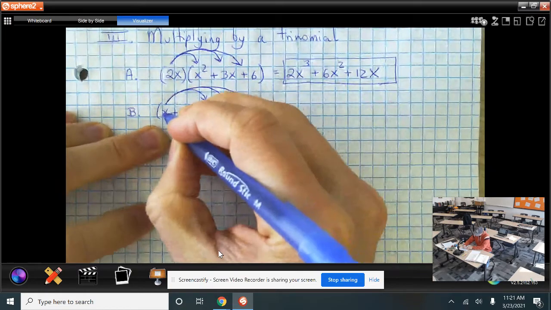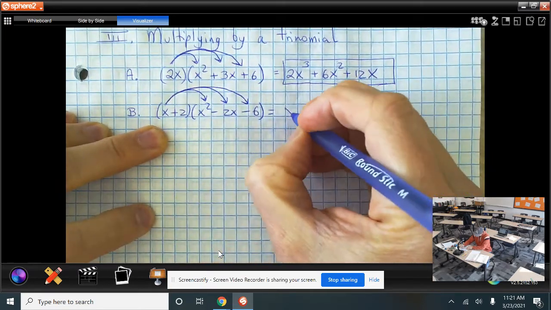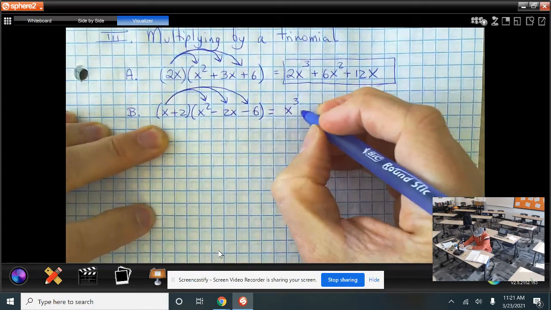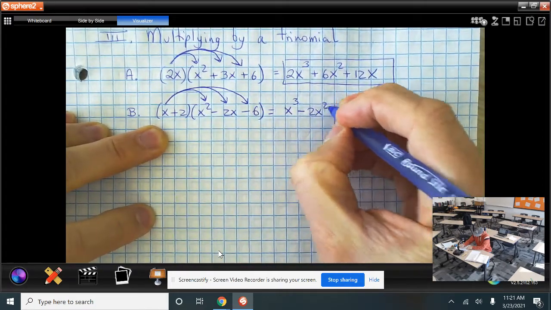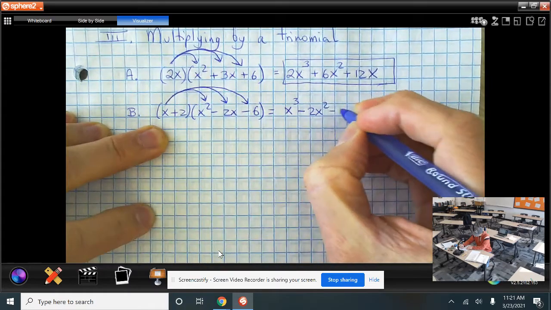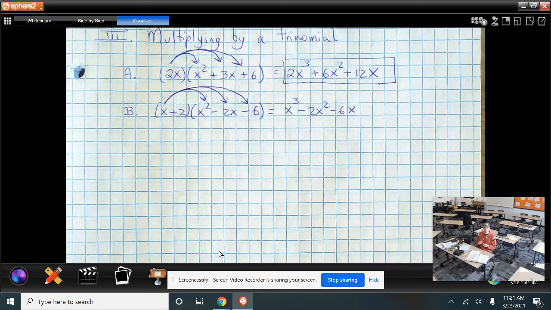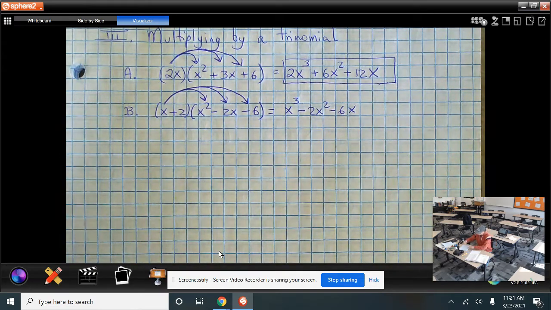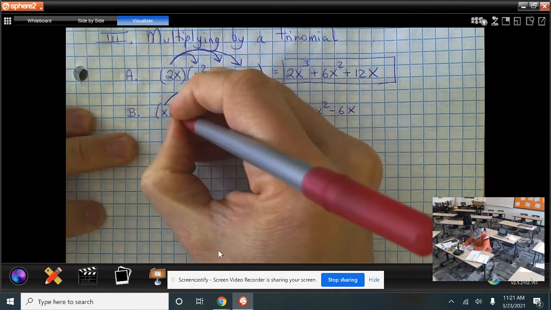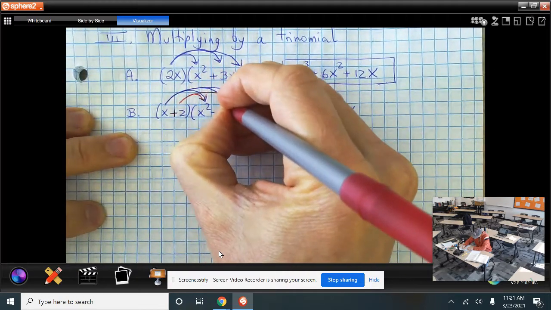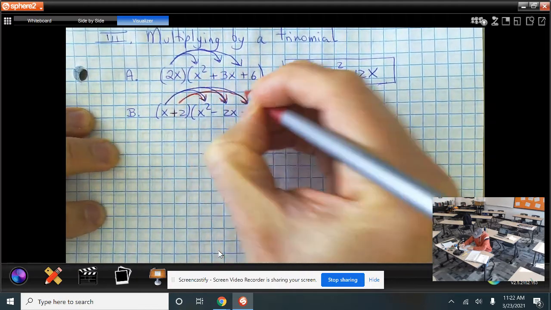So here we go. So x times x squared is x cubed. x times negative 2x is negative 2x squared. And x times negative 6 is negative 6x. So that's the first one. I've now distributed the x, and now I'm going to distribute the 2. So it says plus 2. So I'm going to distribute the 2 times all three terms in this trinomial.